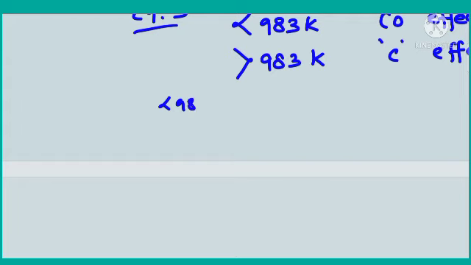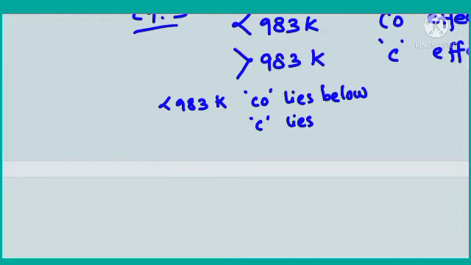below 983 Kelvin, the carbon monoxide line lies below and the carbon line lies above. So in this temperature range, carbon monoxide is an effective reducing agent. Less than 983 Kelvin, carbon monoxide is an effective reducing agent because it has a greater delta G naught value, because it is lying below, and it acts as an effective reducing agent.